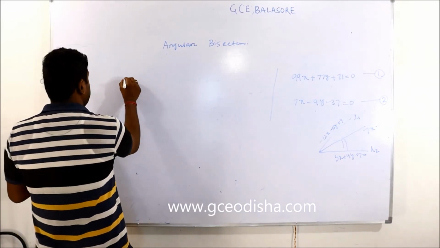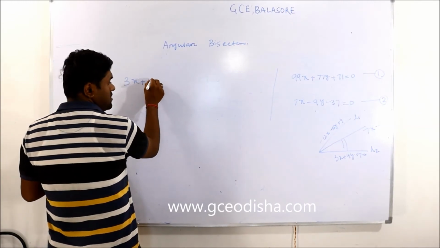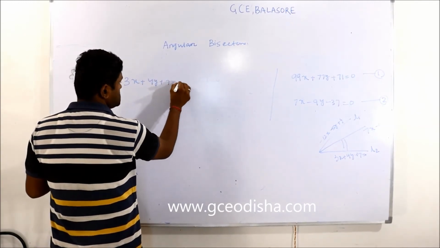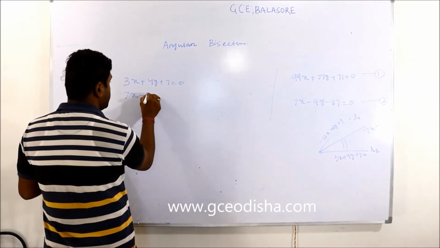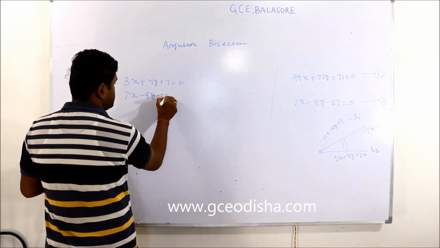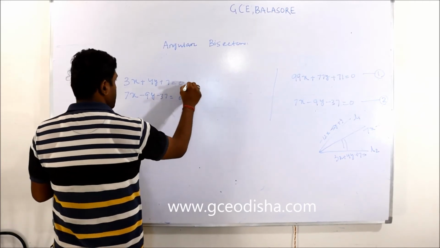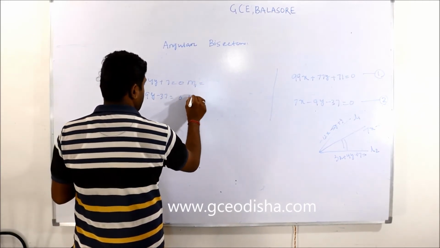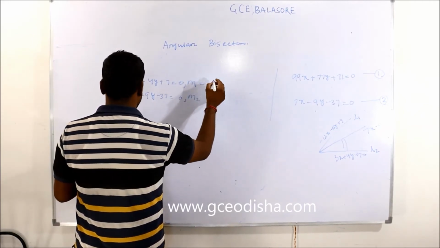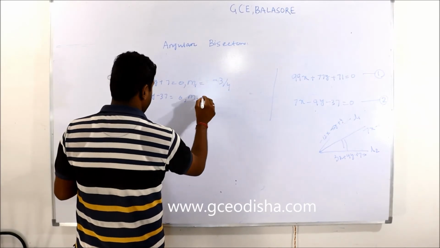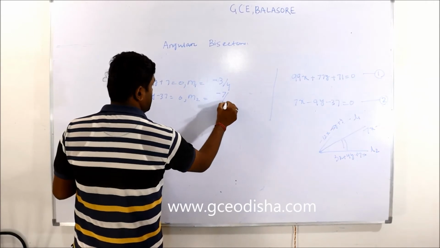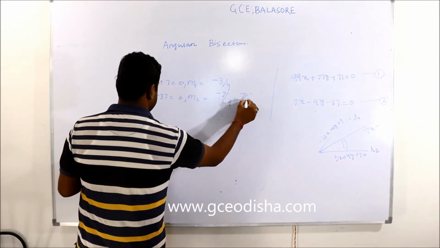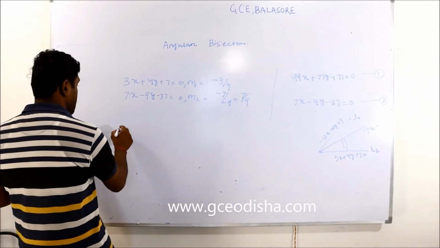What is the line? One line is 3x plus 4y plus 7 is equal to 0. Another line is one of the bisectors, which is equal to 0. Let the slopes be m1 and m2. What is the value of m1? Minus 3 by 4. What is the value of m2? Minus a by b. So minus 7 divided by minus 9, that will come 7 by 9, right?